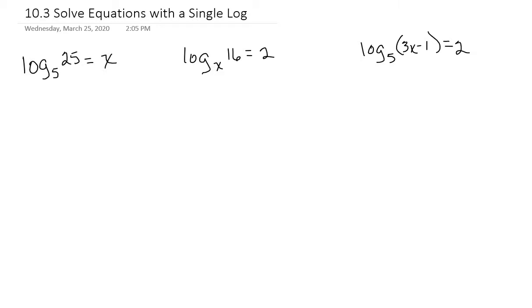We're going to start with this part right in here, where the x is on one side by itself and the log is on the other. So problems 1 through 6 are going to be like this.